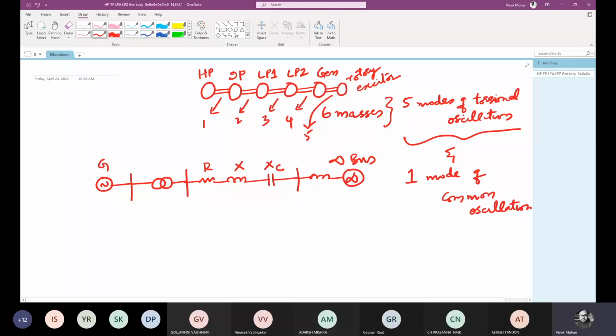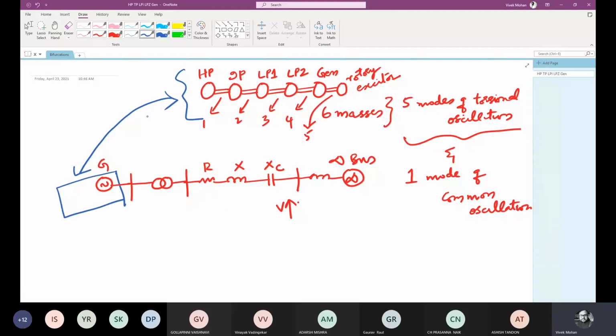Now the receiving end voltage can be improved. Say we have a change in mechanical torque in the multi-mass system. The generator is only connected to the grid, but if this is a steam based power plant, then this is a multi-mass system like this. So we can have disturbance on this system from the electrical network side or the mechanical side.